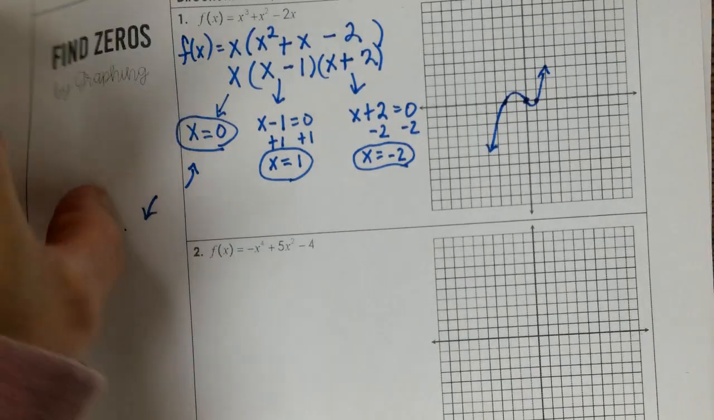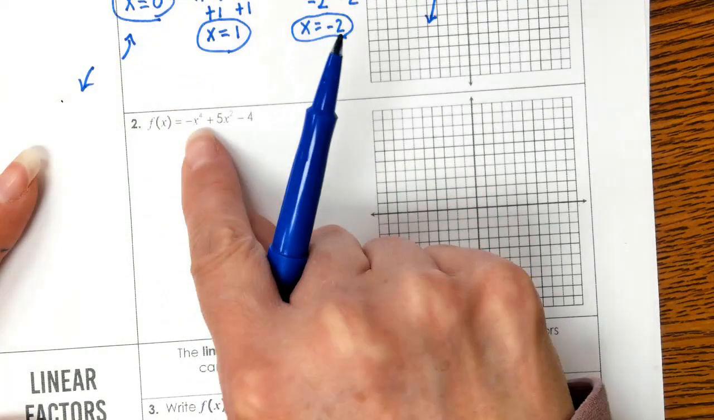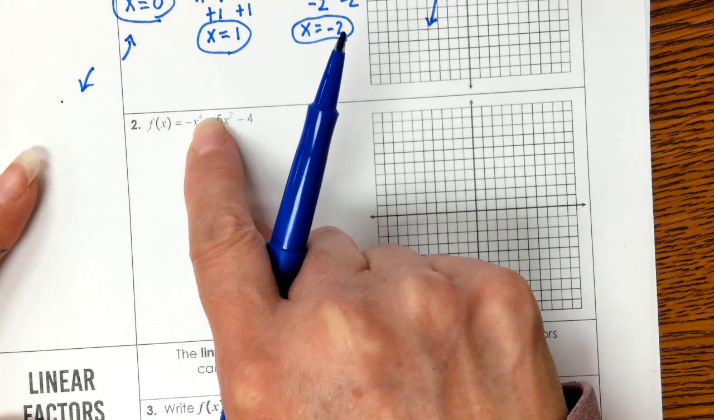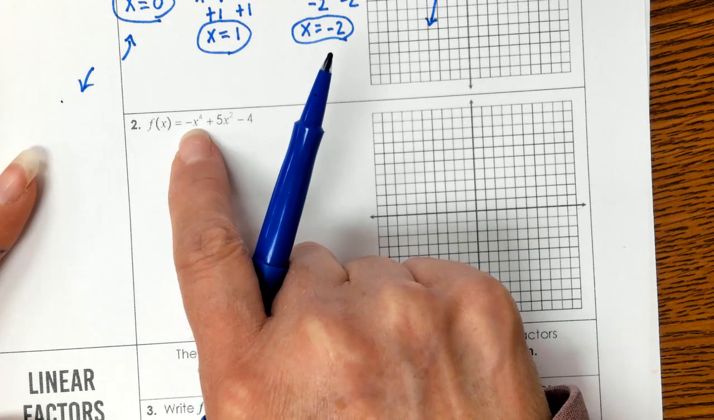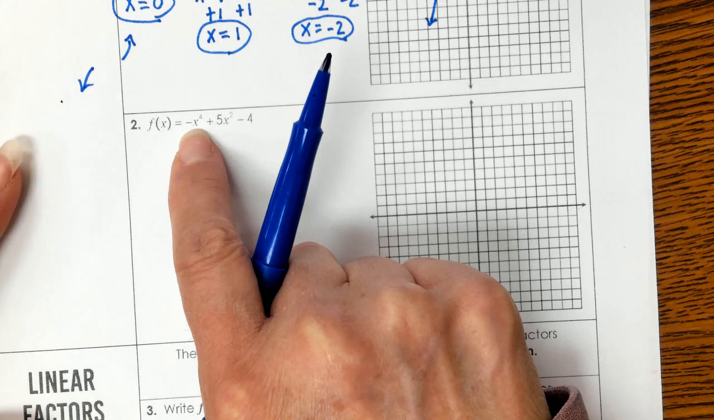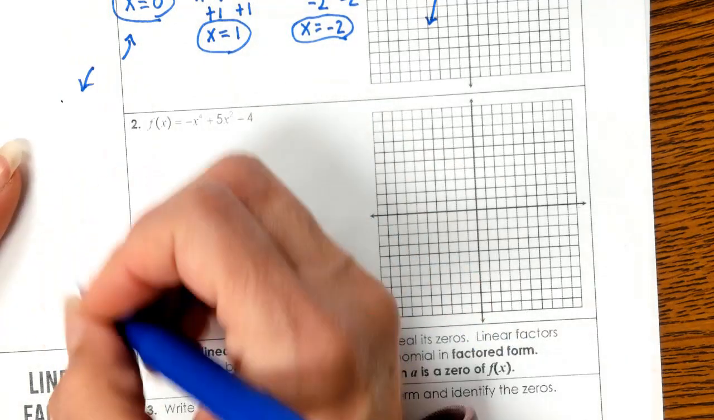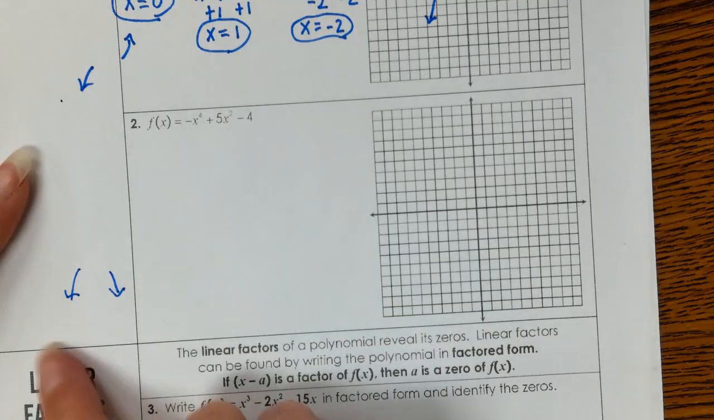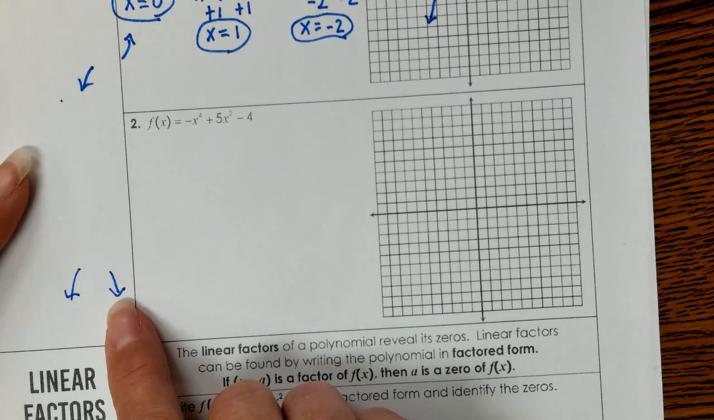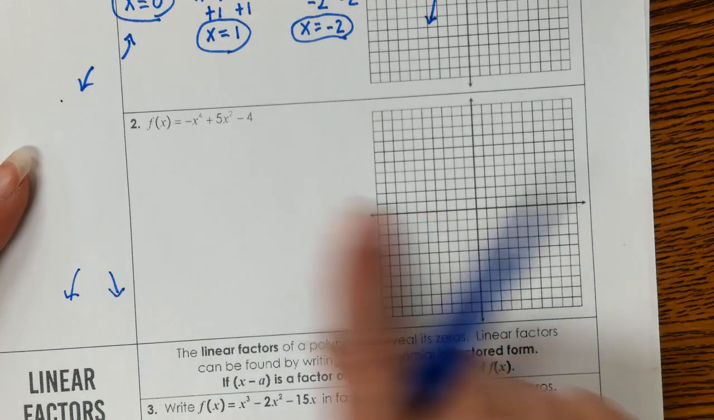Now, let's move on to problem number 2. And in problem number 2, I see a negative even graph. How does it end? A negative even. Both of them are moving down. It's a down, down. That is a negative even. So we know how it's going to end, but now we've got to figure out what the 0 is. Where is it crossing our x-axis?